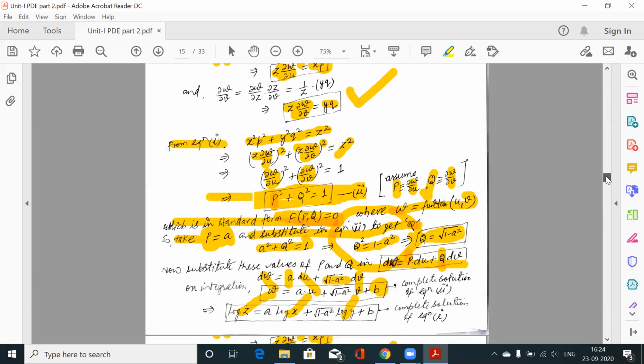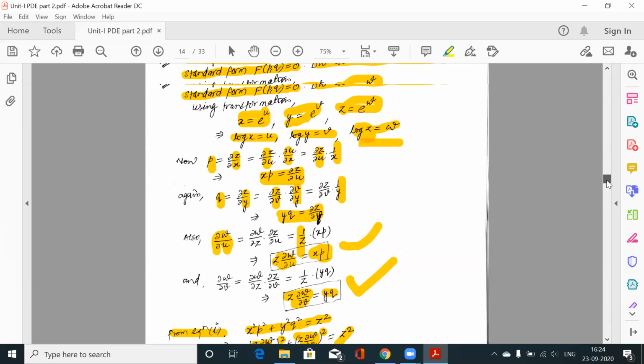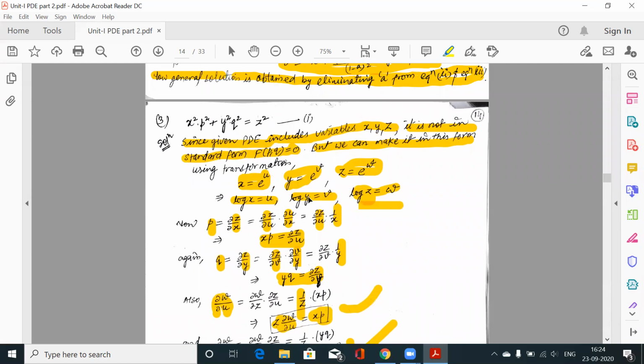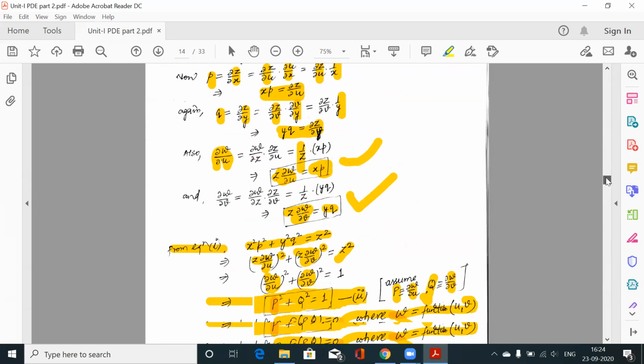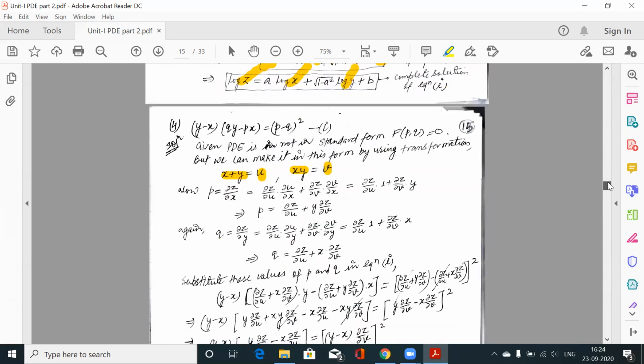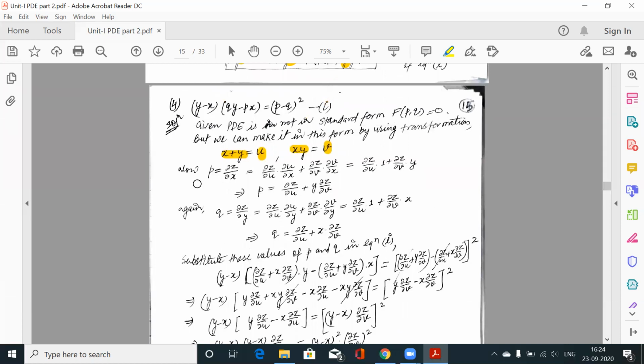But in the last question, because u is log x and v is log y, u is a function of x only and v is a function of y only. So the derivatives changed a little, with total differentiation. But in this case, let us see. So p is equal to del z over del x. We did not change the dependent variable because z is not here. To remove it, we do not need to use any transformation.